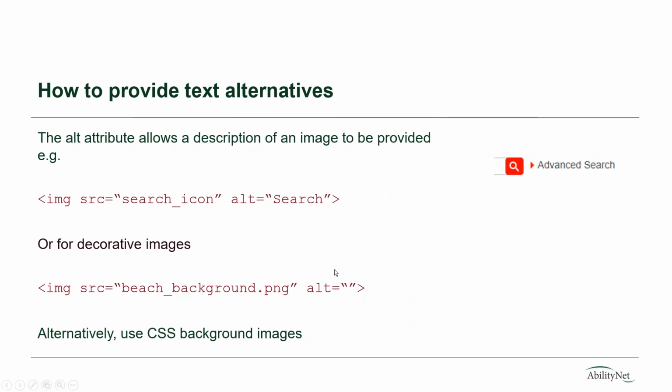For decorative images, providing a blank alt attribute will just tell users that it can be ignored. So screen reading software will ignore the image and not read anything out to the user. And that's a really good way where you have cosmetic images, which we've looked at. Alternatively, as I've already explained, CSS background images are ideal for marking up decorative images.